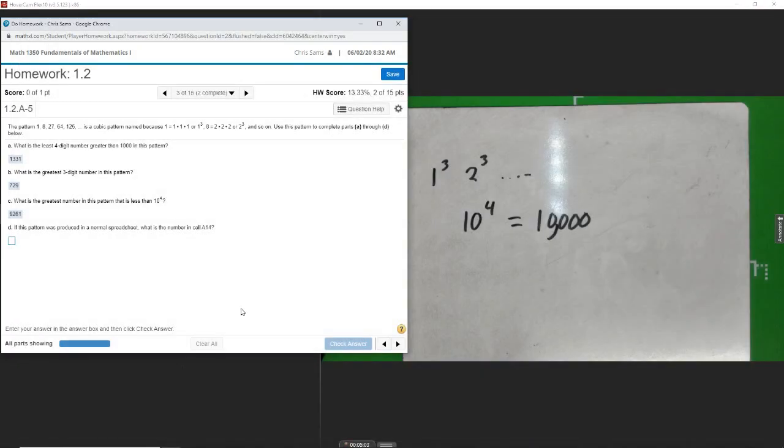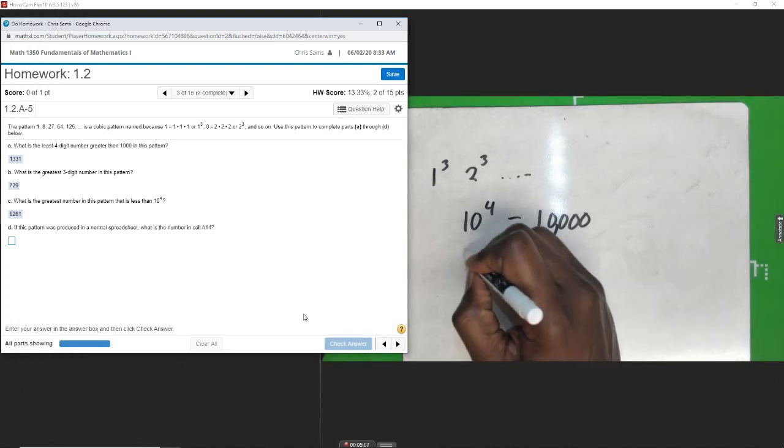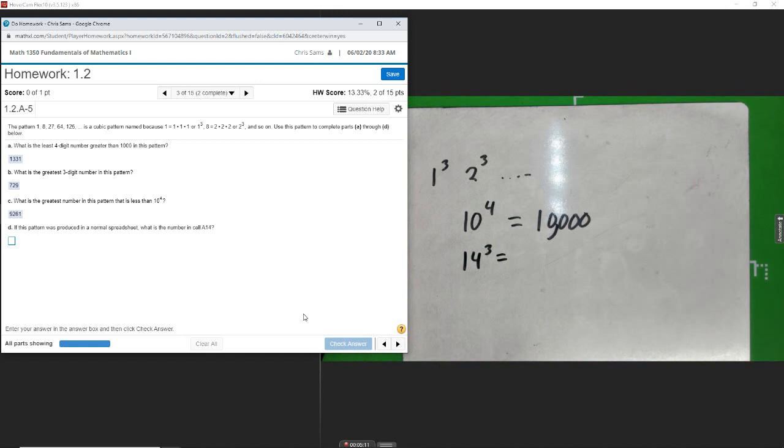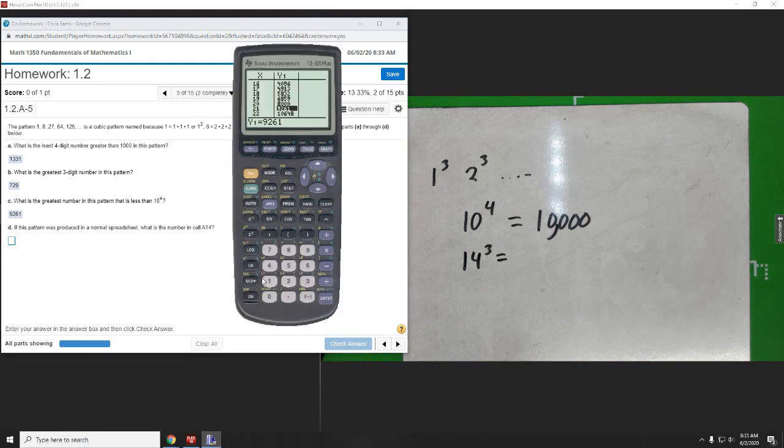We could write down 14 cubed and evaluate that, or we can look at the table and find the 14th value. Since we have the table here, I'm just going to scroll up. Let me go to the X column. Scroll up, so 14, we get 2744.